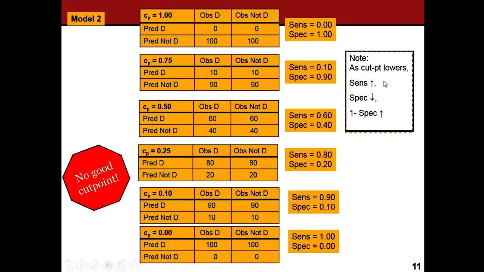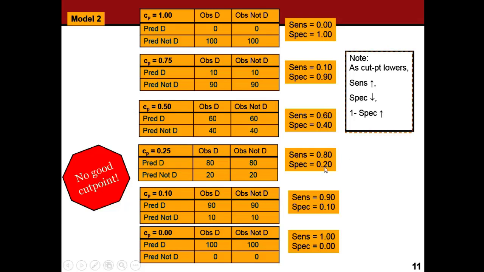And so the sensitivity went up, but the specificity started to go down. It went to 0.9. And now at the next cut point, let's go down to 0.25. Now we've called 80 of the 100 cases, but we also made a mistake and we called 80 non-cases. So basically the model stinks. Every time it does something good, it does something bad. So it never quite gets off the ground in terms of finding that sweet spot where it can make a good prediction.